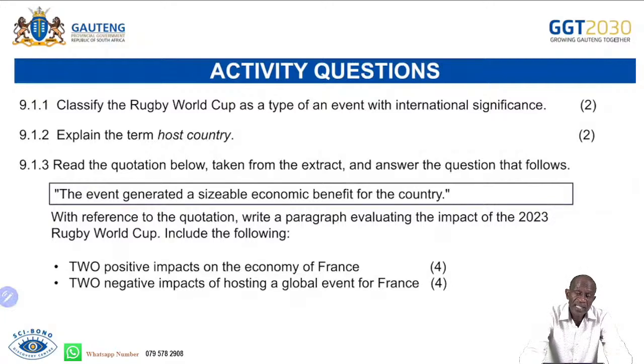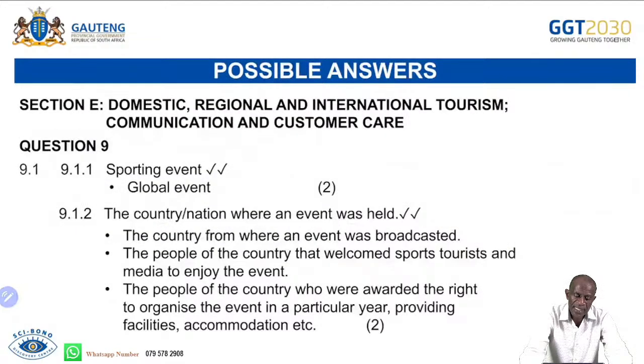9.1.2, explain the term host country. And 9.1.3, it says, read the quotation below, taken from the extract, and answer the questions that follow. The event generated a sizable economic benefit for the country. With reference to the quotation, write a paragraph evaluating the impact of the 2023 Rugby World Cup, and you should include the following: 2 positive impacts on the economy of France, and 2 negative impacts of hosting the global event. Here are the answers.